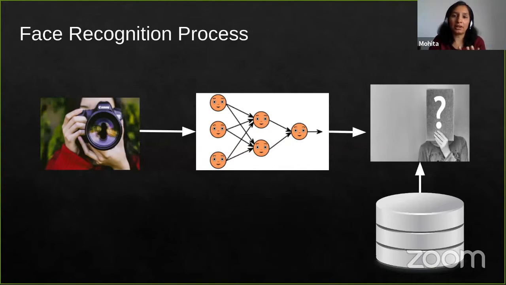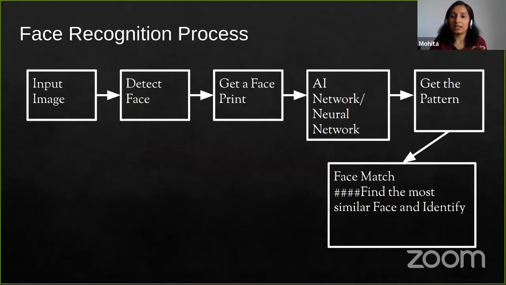So this whole process can be summarized in a step-by-step way. One, we have an input image, which can have many objects, many different faces, in different orientations, and different lighting. So first of all, what we need to do is detect the faces. Right now we are just finding out that this is a face and getting a face print out of it. The face print consists of hundreds and thousands of very unique and special key features of your face.